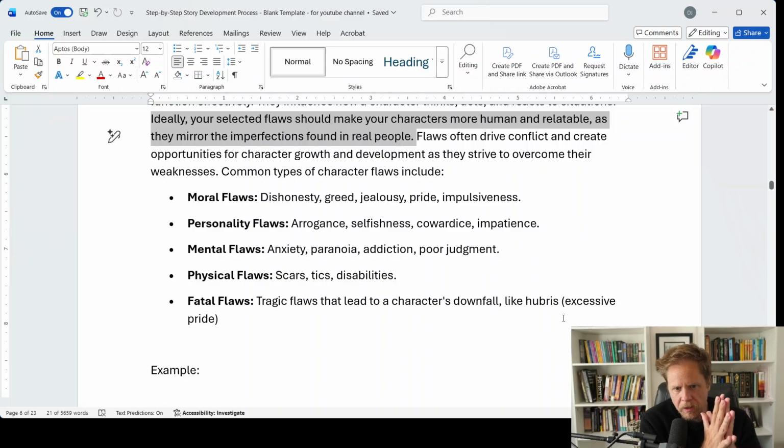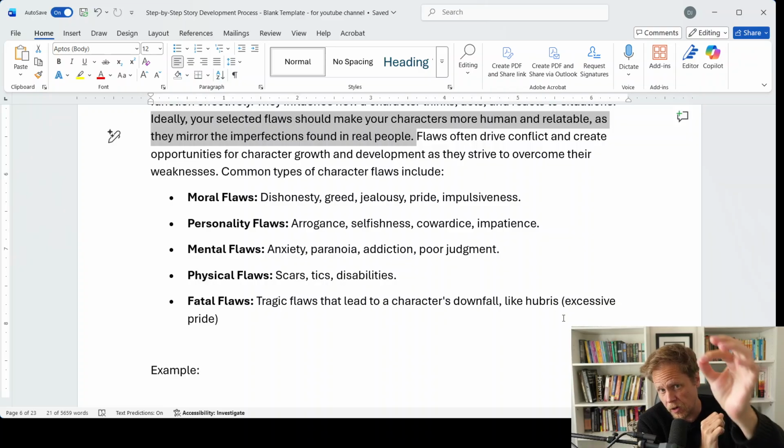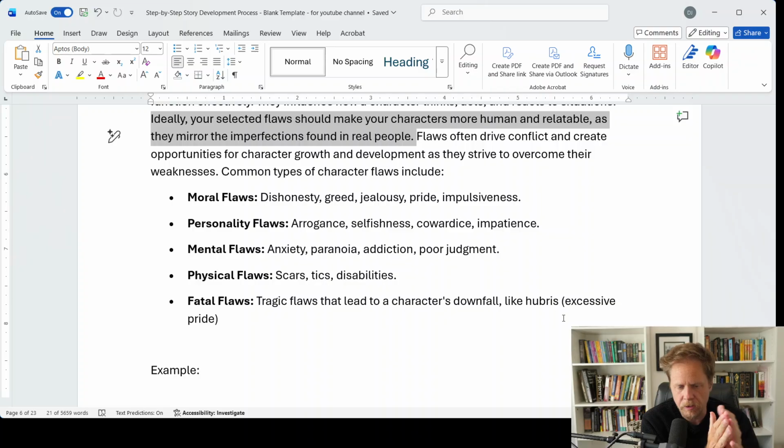Why do we want to make them more human and relatable? Well, that's because we want our readers to be able to relate to our protagonist. We want them to care about the protagonist, right? So if you give your character a wound or a flaw that we can all easily relate to, or more importantly, that your specific target audience can relate to, then you're going to have a more successful book because people are going to be glued to their seats because they're going to care more about the character, right?